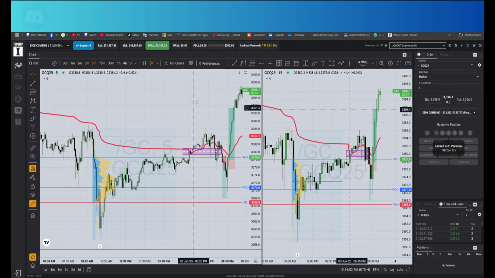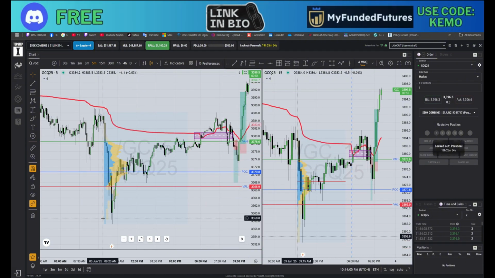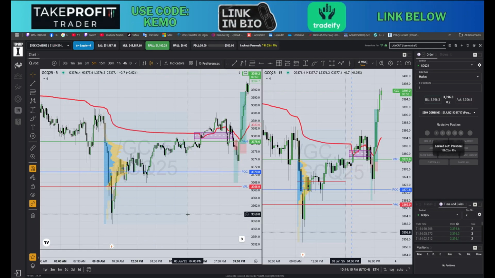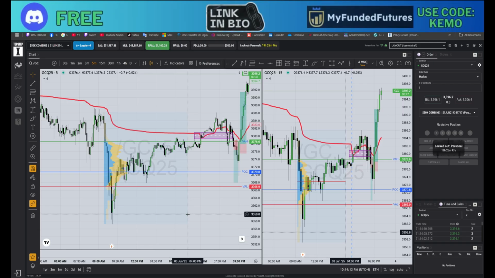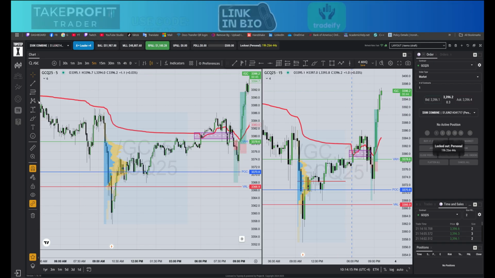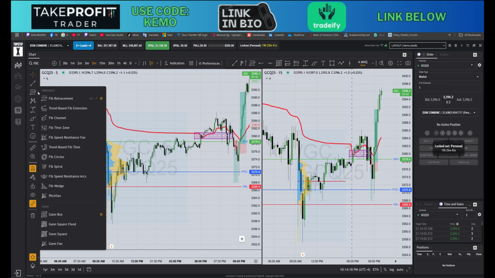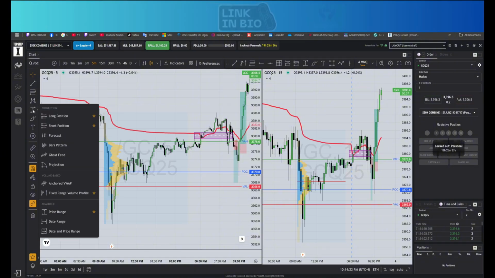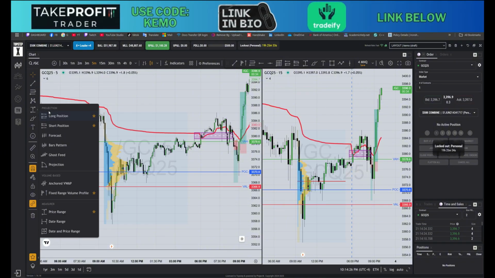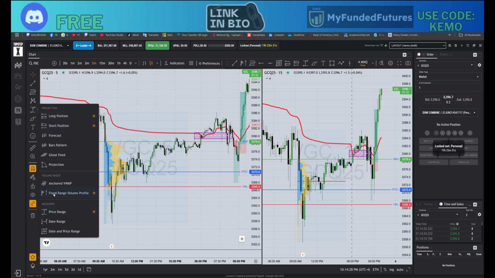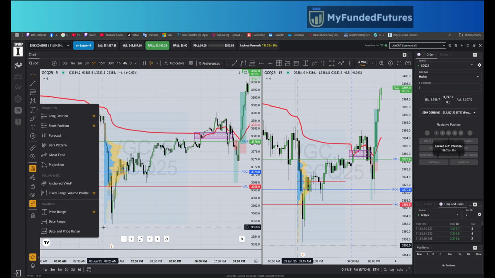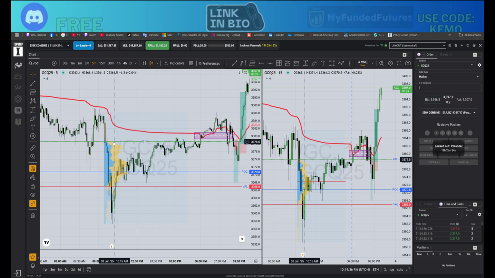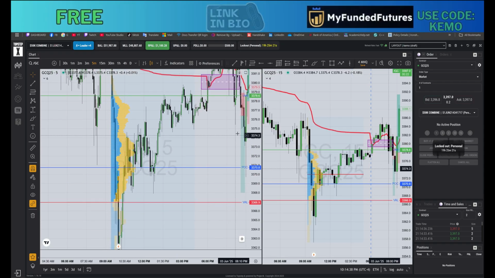Right now I want to show you how to draw the volume profile. I usually draw it from 9:25 up until 4 p.m., and all of those times are EST, New York time. Under the same icon that has the long and the short position, you're going to see the fixed range volume profile. You draw it from here and drag it to 4 p.m. EST, and it gives you those shaded areas.